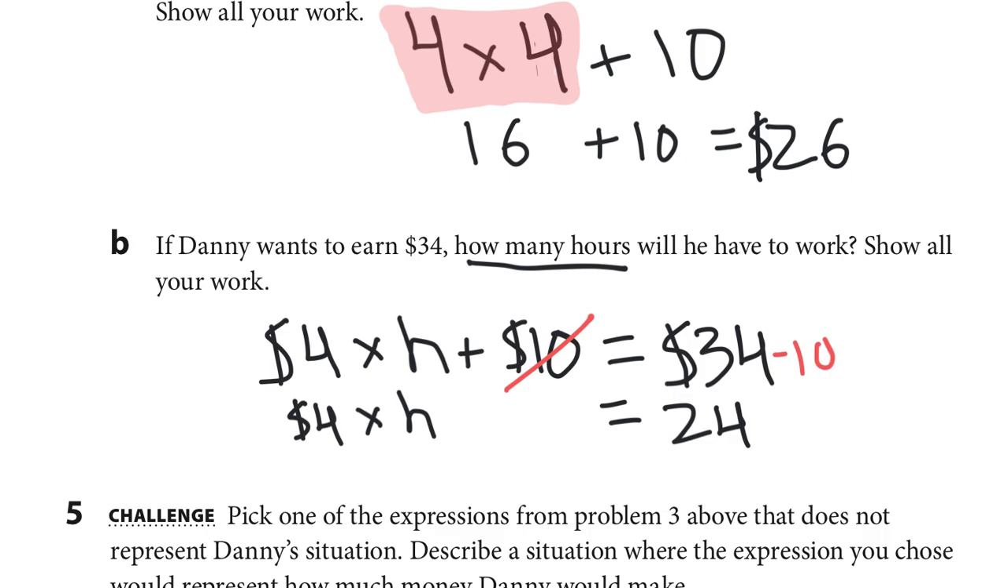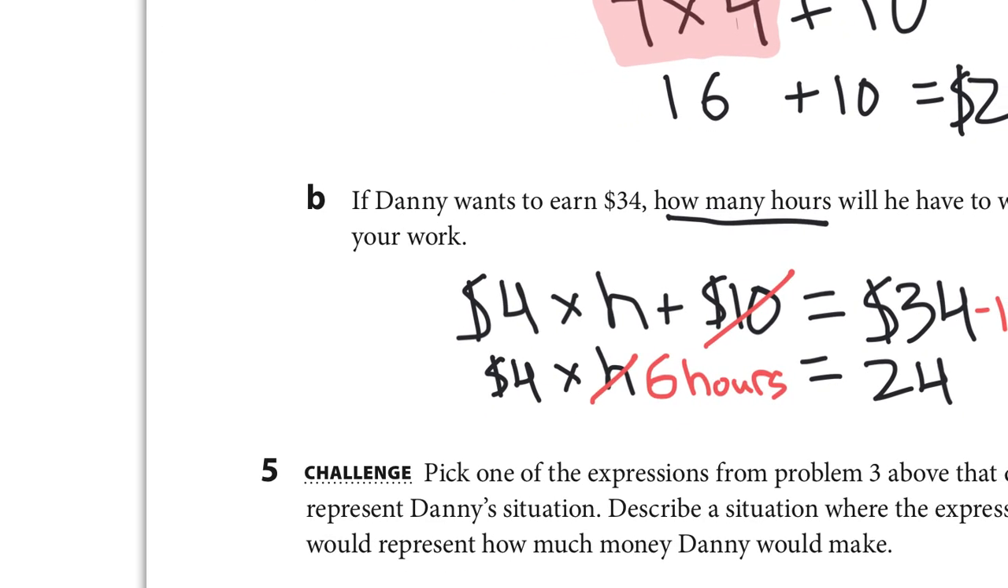Well, now my equation is a lot more simple because I can just say 4 times what is 24. Well, my math facts tell me that 4 times 6 is 24. So we need to work 6 hours in order to make that money. If we're not sure, couldn't we double check our answer? You bet we could.